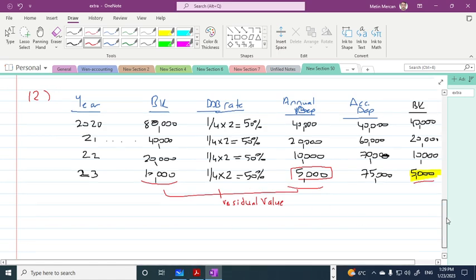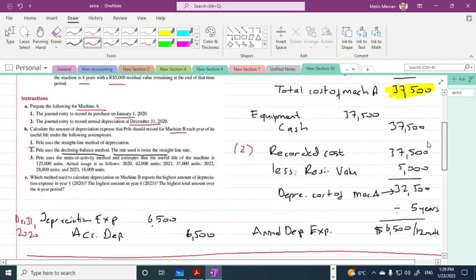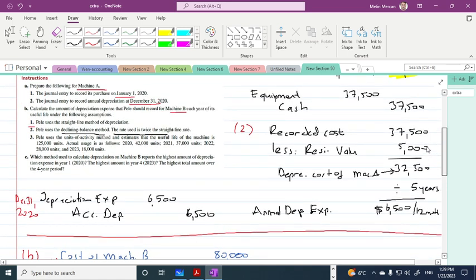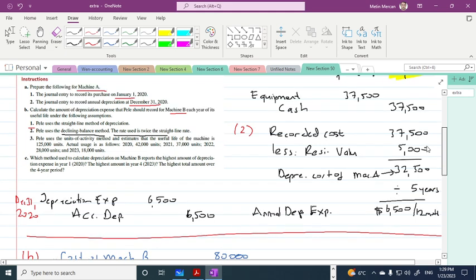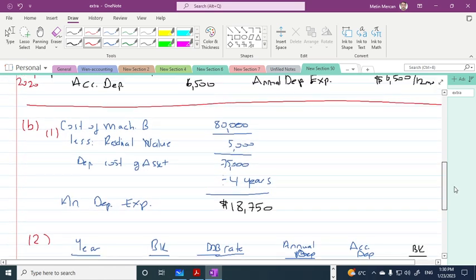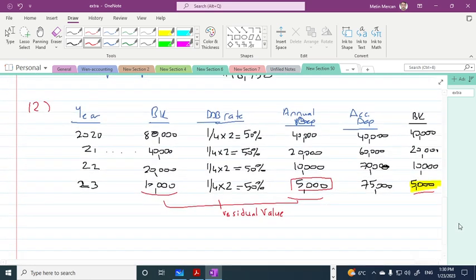Alright, let's look at the other question, question 2. Pele used the units of activity method and estimates that the useful life of the machine is 125,000 units. Actual usage is as follows. So you get this information. This is the first year, second year, right? And now we are already at the end of the useful life of this asset.